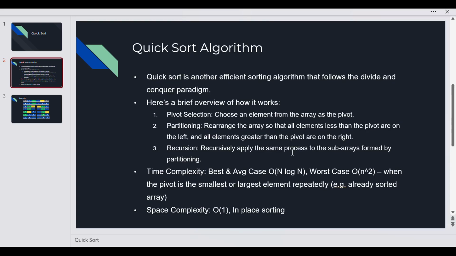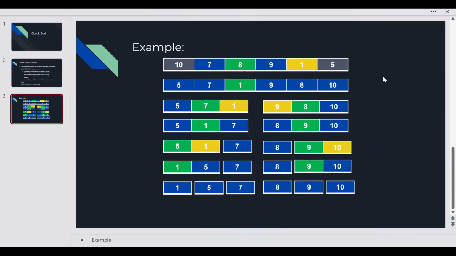Let's take one example. I have taken one array, it contains 10, 7, 8, 9, 1, 5. I am denoting the pivot element with green color. So I will have two pointers, low and high. Using the low and high pointers, I will get the middle element, and that middle element I will take as the pivot element. And then I will take two additional pointers, left and right.